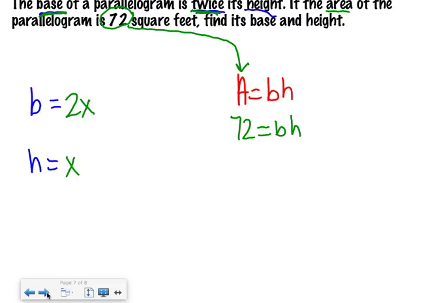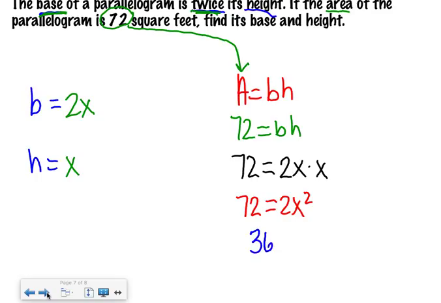Okay, so now from here I can plug that into our formula to figure out what they are. So my base we found out was 2x times our height of x. Now we're just going to crunch it out. X times x is x squared, and now we have a problem we know how to solve. Divide by 2, we'll get 36 equals x squared. How do you undo something squared? Well, we take the square root, and what's awesome is this is a perfect square.